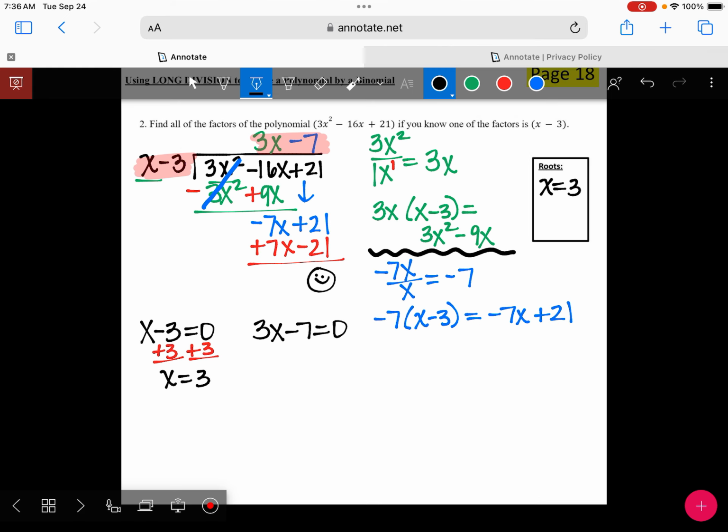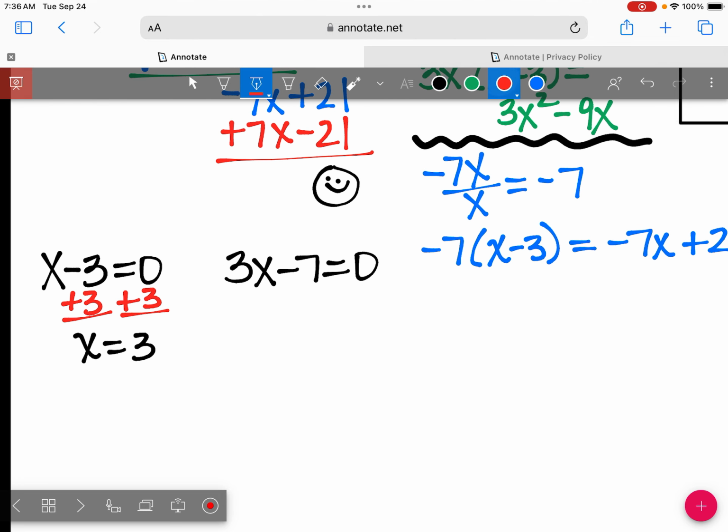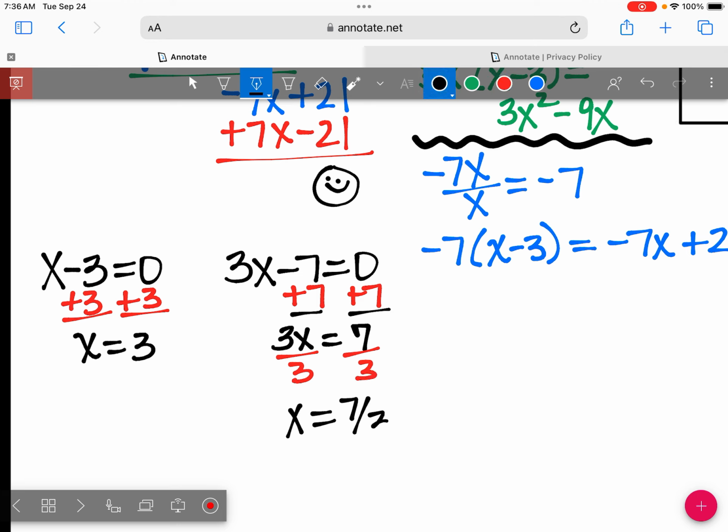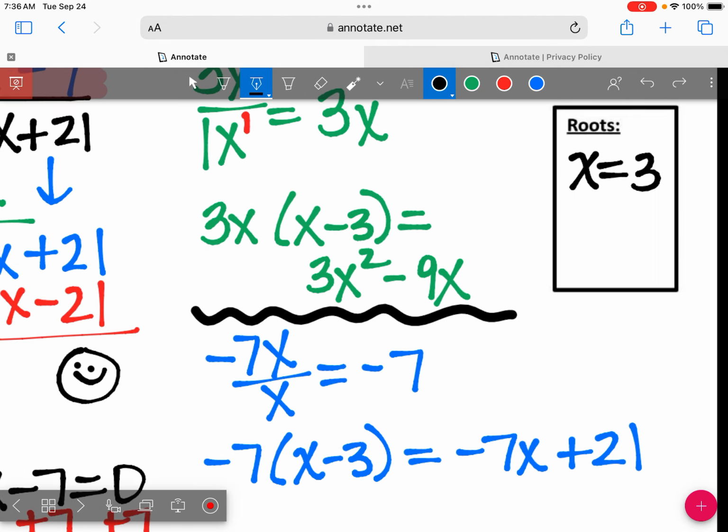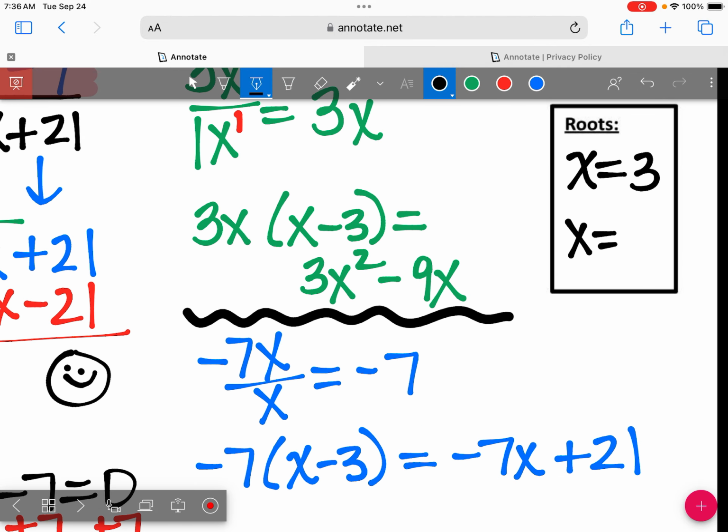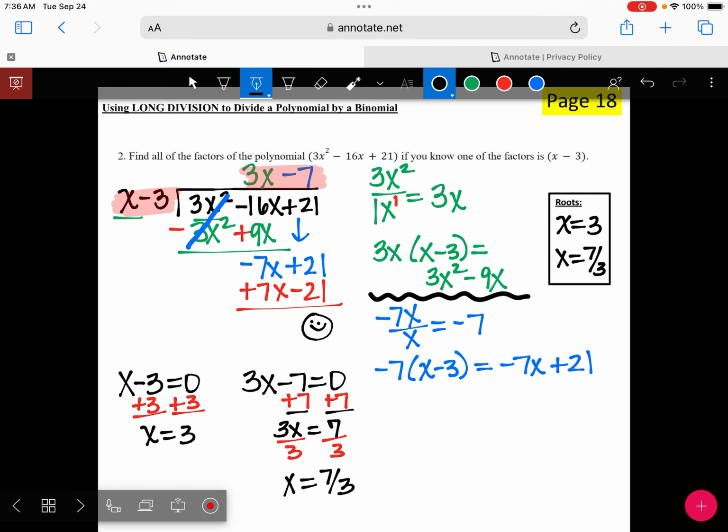For the second one, though, I have to add 7. And I have to divide by 3. So x equals 7/3. And that would be your final answer.